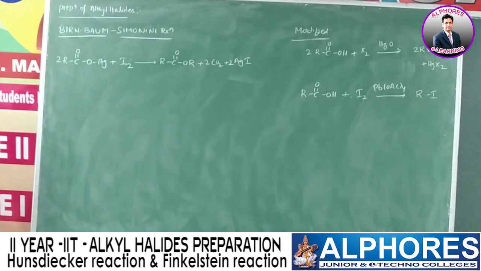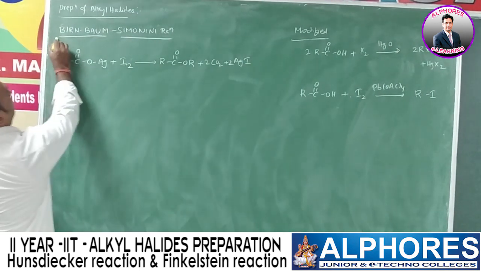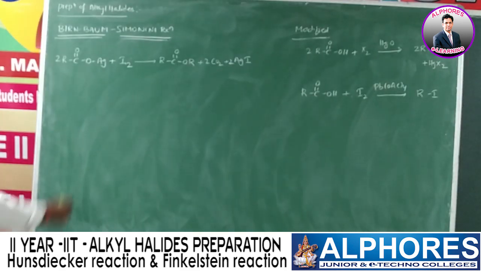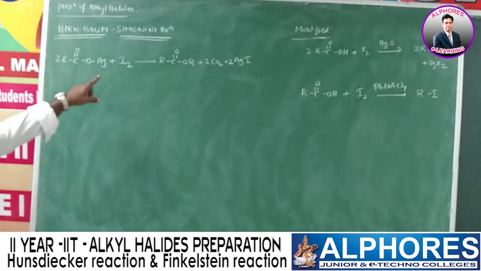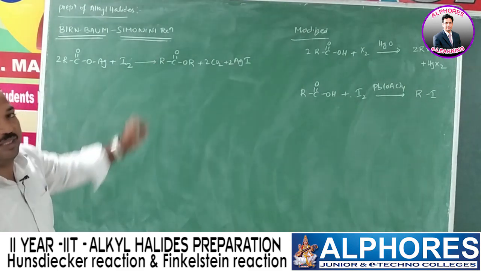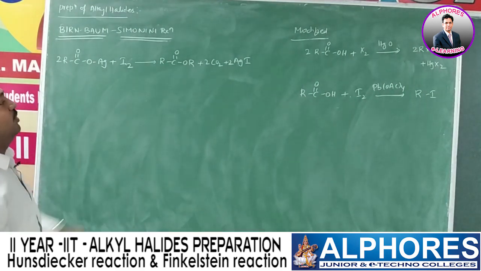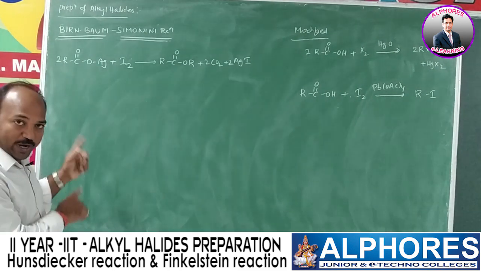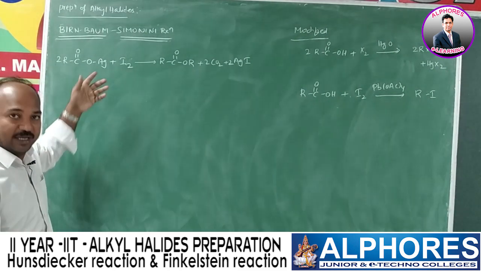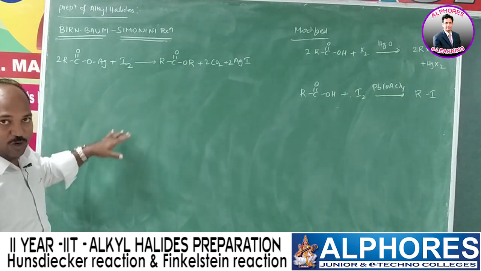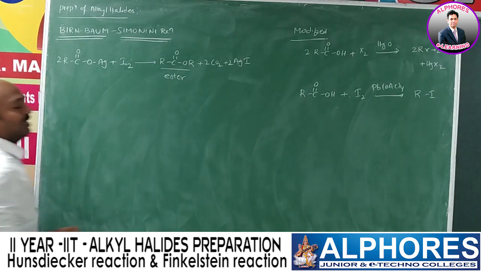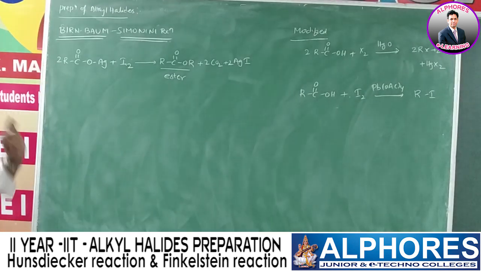In the same method, if you want to prepare alkyl iodide, that reaction is the Birnbaum-Simonini reaction. The Birnbaum-Simonini reaction is the silver salt of a carboxylic acid reacting with iodine. We are getting carboxylic esters, CO2 and AgI. That means if we try to prepare alkyl iodides in the Hunsdiecker method, instead of alkyl iodides we are getting carboxylic esters as the product.